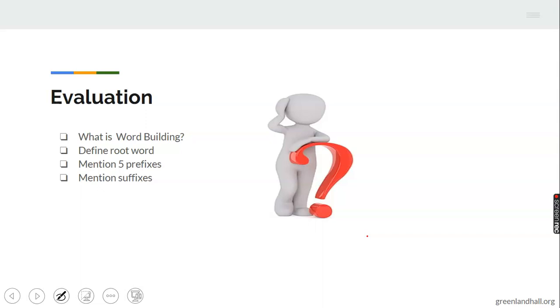Now let's mention 5 prefixes that we know. So the prefix stands at the what? Beginning or end? Beginning of a root word. Now let's give me 5 root words that you know. Good. Now let's have 5 suffixes. I told you suffixes are the what? Beginning or end? Good. End of a word. Now let's have 5 suffixes that we know. Ment, ful, ness.